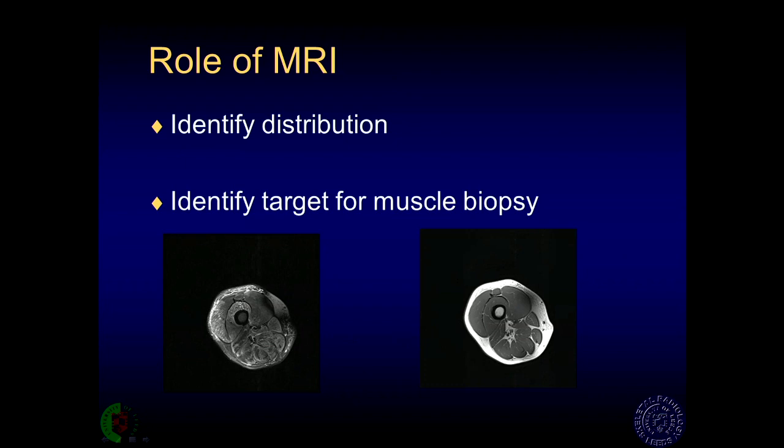So that's someone who's got polymyositis, and what we're really being asked to do in a lot of these cases is to identify a target for muscle biopsy. And here you pick the most active area. So vastus lateralis would be a perfect site for muscle biopsy here.